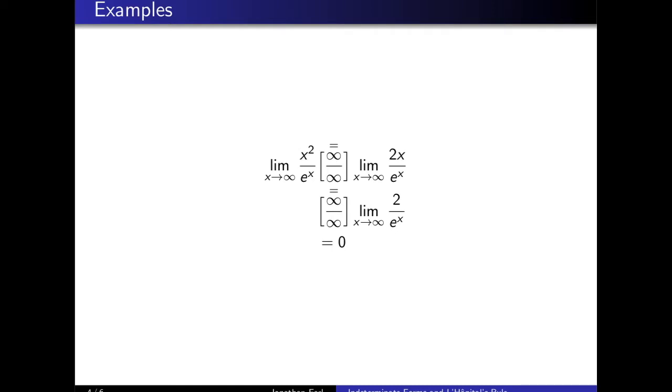Okay, so for the next one, we could take the limit as x goes to infinity of x squared over e to the x. Both our numerator and denominator are going to infinity, so we can apply L'Hopital's rule in here and say that we have the limit as x goes to infinity of 2x over e to the x. Well, our numerator and denominator are both still going to infinity, so we can apply L'Hopital's rule a second time. And when we do that, we get our numerator is now 2, denominator is e to the x. And as x goes to infinity, we get a final answer of 0.